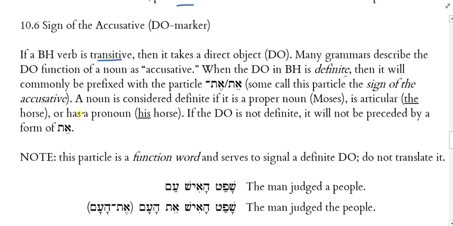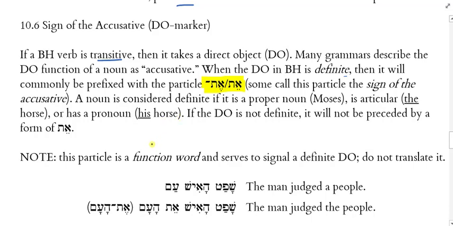So the horse is not any old horse, but a specific horse. Or if the noun has a pronoun, his horse, my horse. Okay, again, these are specific horses. Any of these things can render a noun definite. And if the direct object is definite, then we will see frequently the et particle prefixed right before that definite direct object. Now, if the direct object is not definite, it will not be preceded by a form of et.